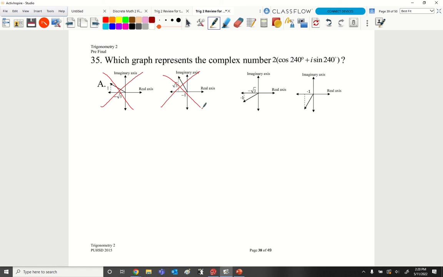From 240 on the unit circle, is it going to be down here or over here? If this had the letters next to it, but the letters didn't fit, would it be this one here, which would be a C, or this one here, which would be the D?